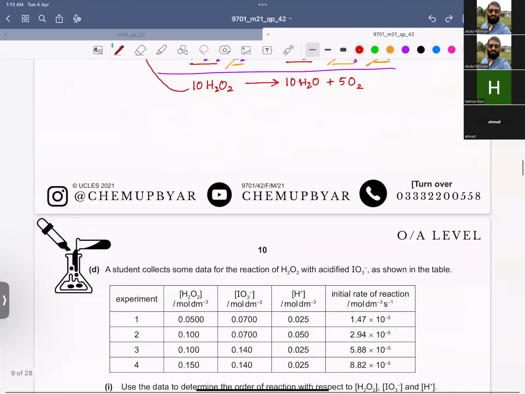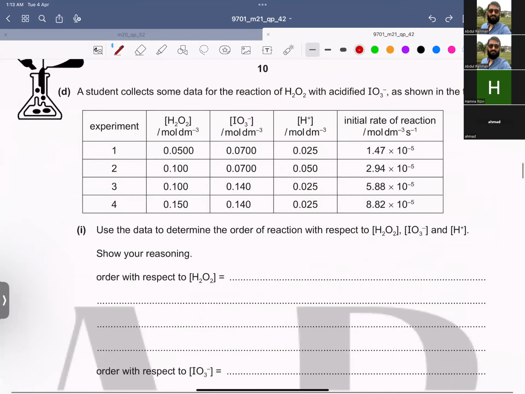Okay. Part D. A student collects some data for the reaction of H2O2 with acidified IO3 negative as shown in the table. Use the data to determine the order of reaction with respect to H2O2, IO3 negative, and hydrogen ion concentration. Show your reasoning. Order with respect to H2O2.